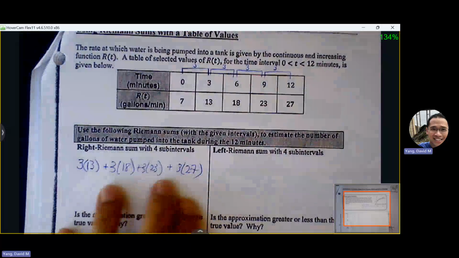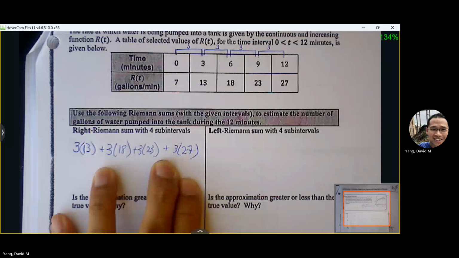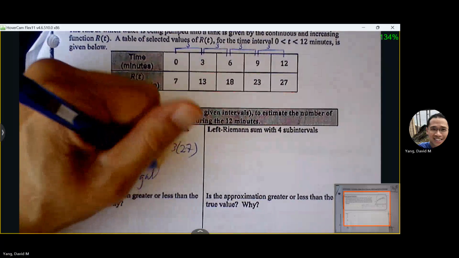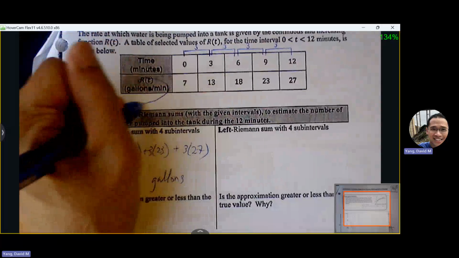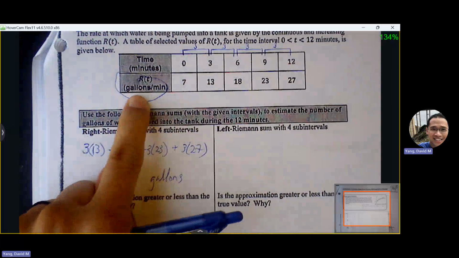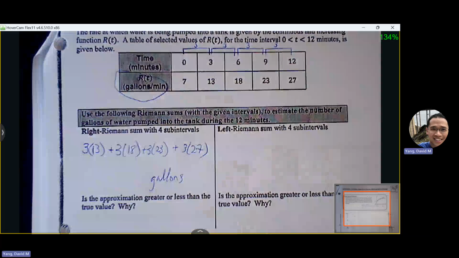Okay. How are my units going to be affected? It's now going to be what? Good, gallons. Whenever you go through Riemann sums, your units will always change. We're not going to be talking about gallons per minute anymore. We're talking about gallons because we're multiplying these together.